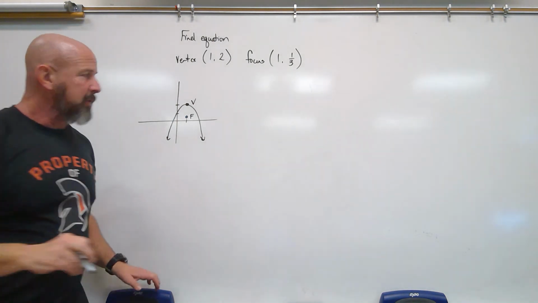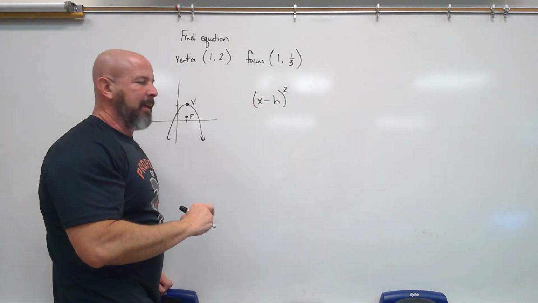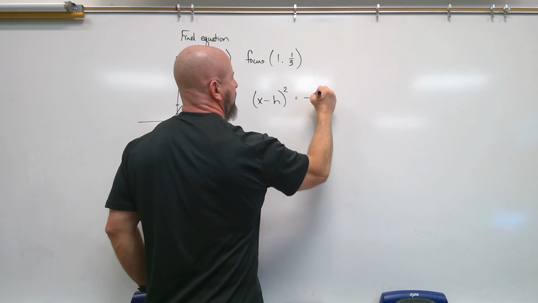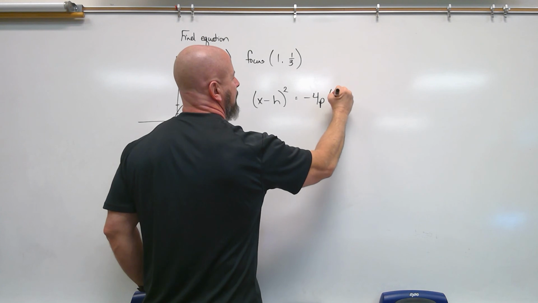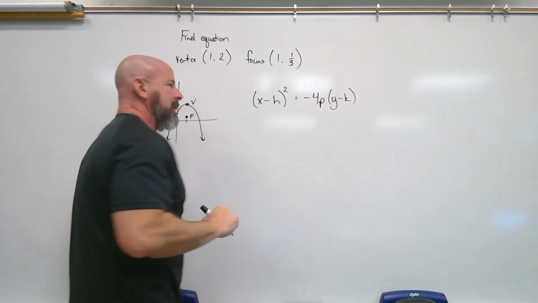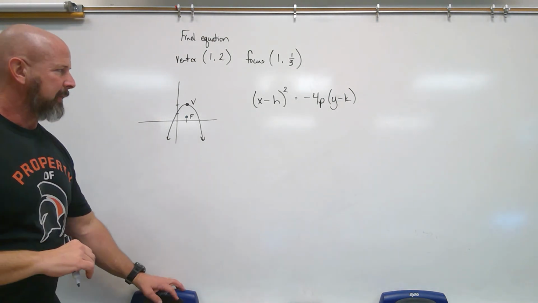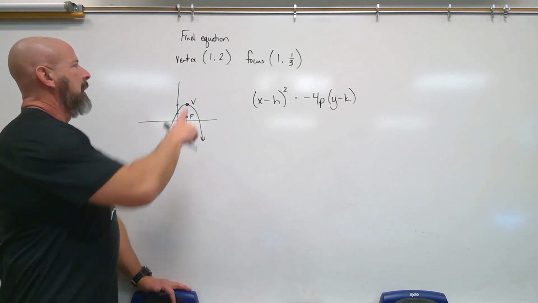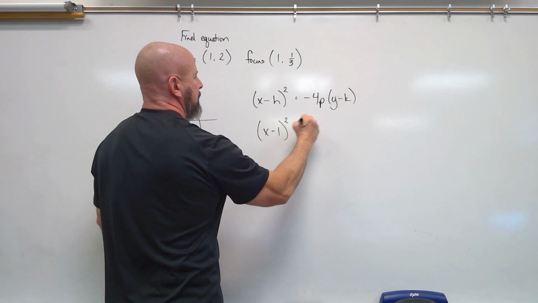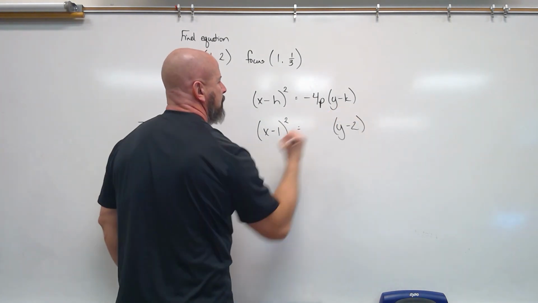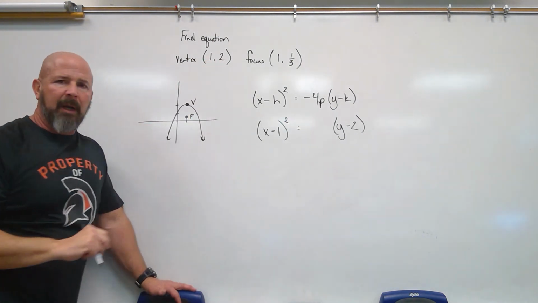As soon as I know it's going down, here's my standard form. I know the x is squared, x minus h squared. I know I'm going to have a negative there. And again, I'll use p at y minus k. Just because I had p up here earlier, we don't care what the variables are. Variables are variable. Okay? So I have the vertex 1, 2. So I'm going to have x minus 1 squared, y minus 2. I can go ahead and get my h and k in. h goes with x, k goes with y.